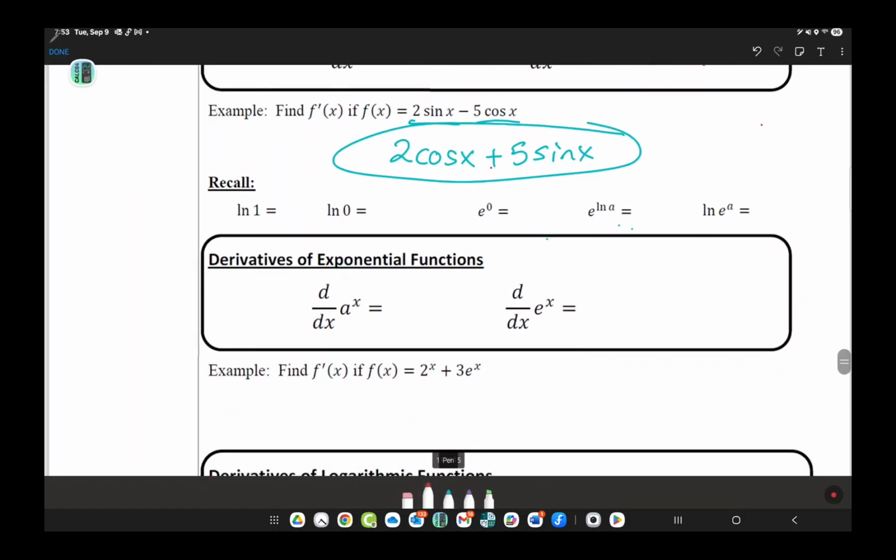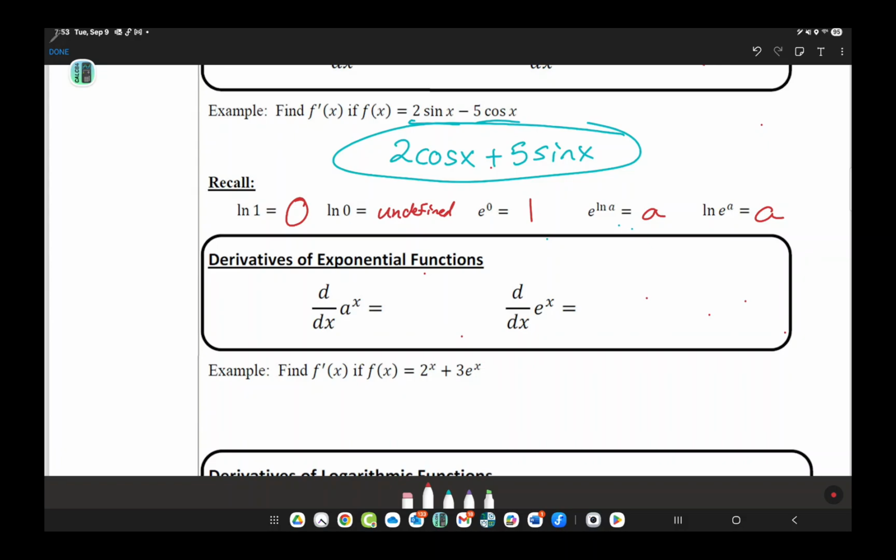Now, what is the natural log of 1? 0. Natural log of 0 does not exist, or it's undefined. e to the 0 is 1. e to the natural log of a is a, and natural log of e to the a is also a. So, this is also something you're going to need to memorize.